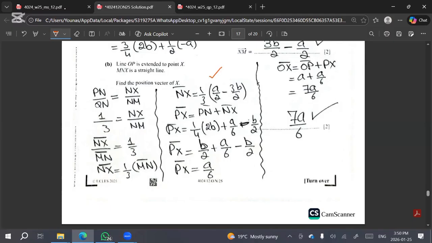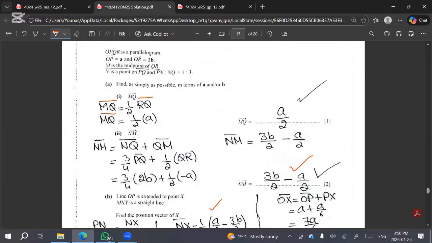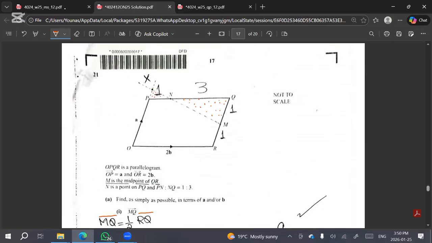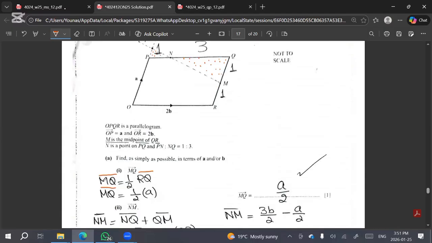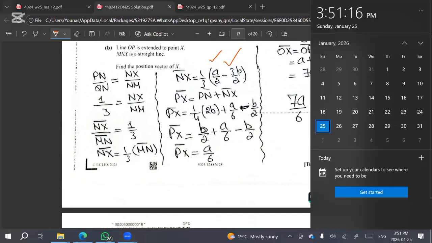The value of the MN I already know. You can see here, this is that value. So A by 2 minus 3B by 2. So when this 1 by 3 will multiply inside this bracket, you will be able to find out the value of the NX. Okay. Then the PX will be equal to the PN plus the NX. Okay. So this is what I have written here. So the PX will be equal to the PN, which is 1 by 4 of the 2B, plus the NX. Here we have found it. That will be A by 6 minus B by 2.